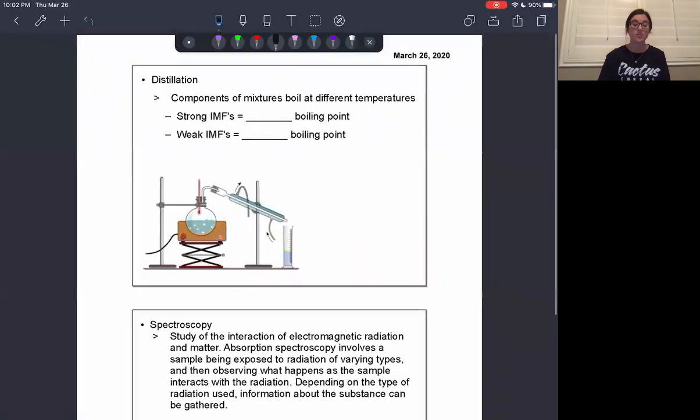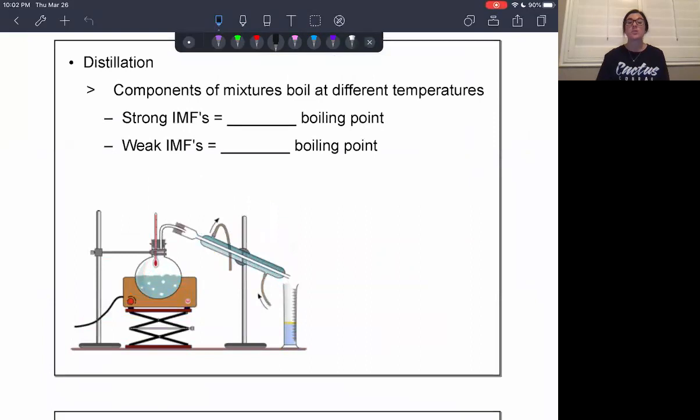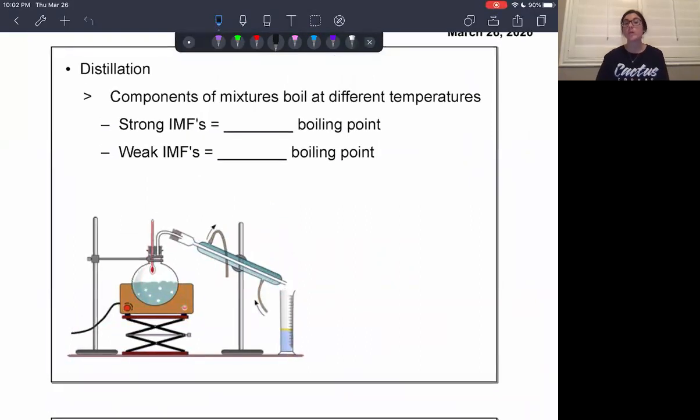So moving on up in the world, next page, we're going to move on to the next type of separation method, which is distillation. Components in a mixture are going to boil at different temperatures. The likelihood of finding two substances with the same exact boiling point would be impossible, because they'd have to be the same molecule and have the same exact intermolecular forces.